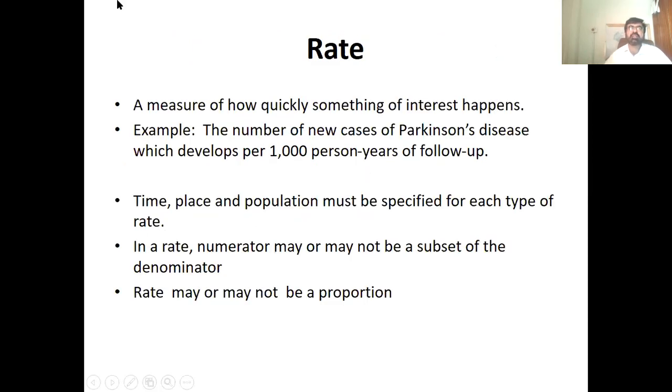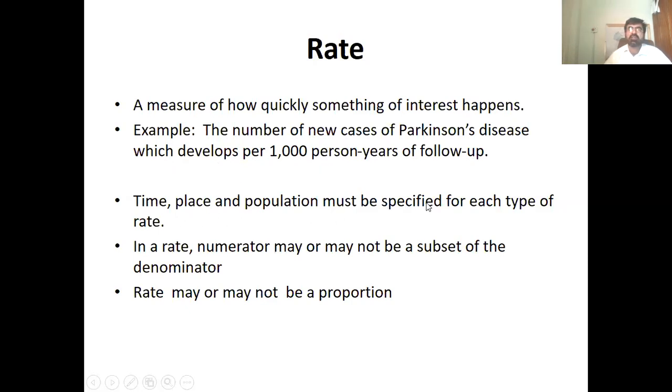Rate: a measure of how quickly something of interest happens. Example: the number of new cases of Parkinson's disease which develop per 1,000 person-years of follow-up. Here the numerator is the cases and the denominator is the person-years. How much time is spent by an individual? You have to add up all the individual times and put the total in the denominator.